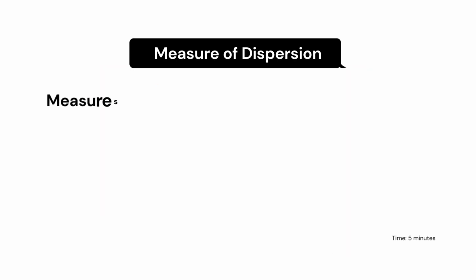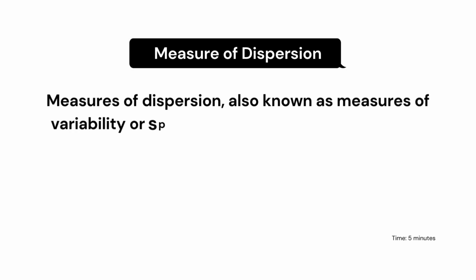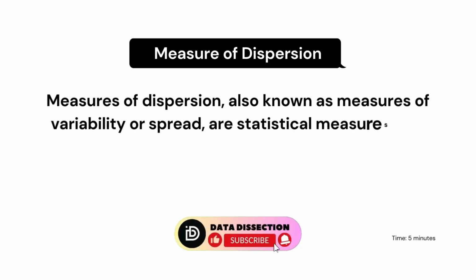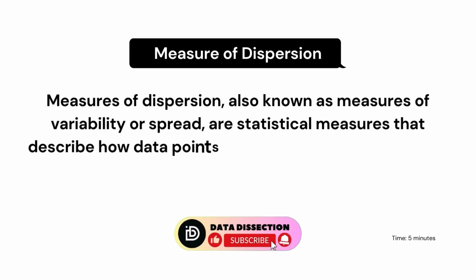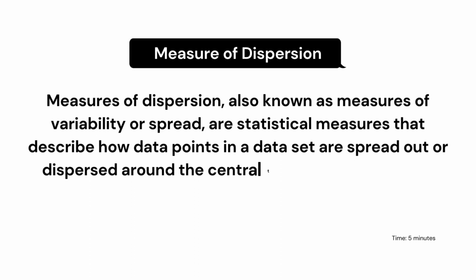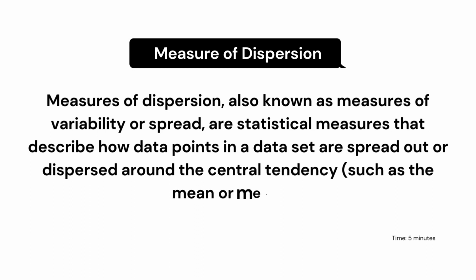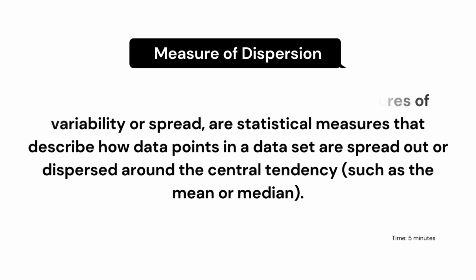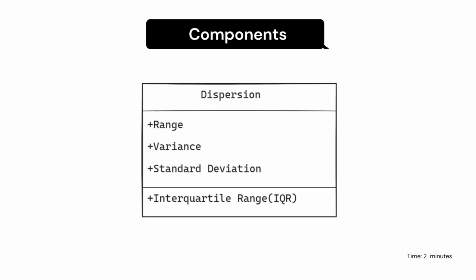So now let's talk about what a measure of dispersion is first of all. Basically it is a measure of variability or spread. This is a statistical measure that describes how data points in a data set are spread out or dispersed around the central tendency, which is the mean and median. It has four main measures: range, variance, standard deviation, and interquartile range.